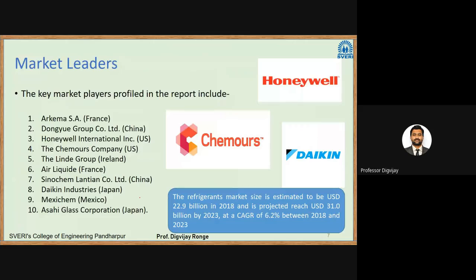Okay, so then we saw what the market leaders in this field are. Honeywell International is the market leader in the manufacturing of refrigerant. So this refrigerant industry is very big. Its market size is around 22 or almost 23 billion, which was estimated in 2018. Okay, so you can imagine this is a very big industry and a lot of opportunities are there in this field.